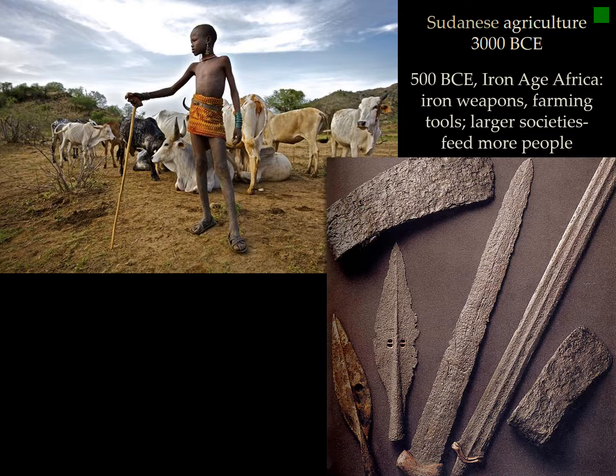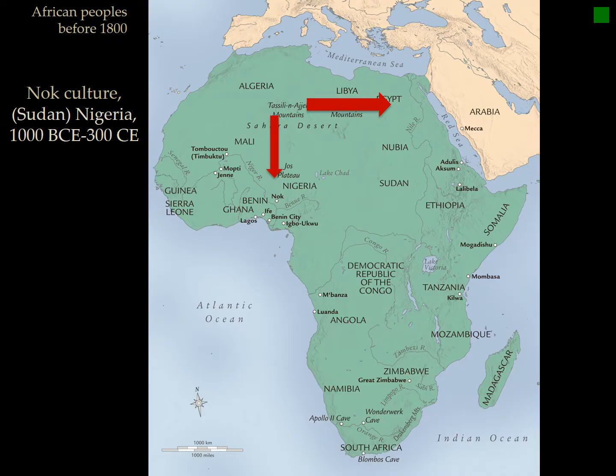In 500 BCE, this is followed by the Iron Age in Africa, where iron weapons are used to take over larger areas, as well as to produce farming tools. Thus, we have larger societies, and of course the technology can feed more people because we can plow more fields, and we can protect ourselves and gain more territory by way of the technology that is available to us throughout history.